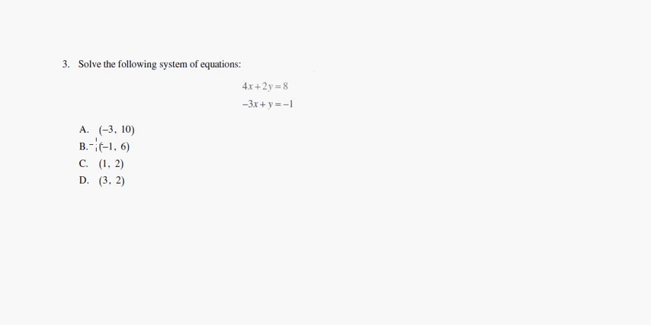Okay, question 3 for practice Provincial B. Solve the following system of equations. 4x plus 2y equals 8, and negative 3x plus y equals negative 1.